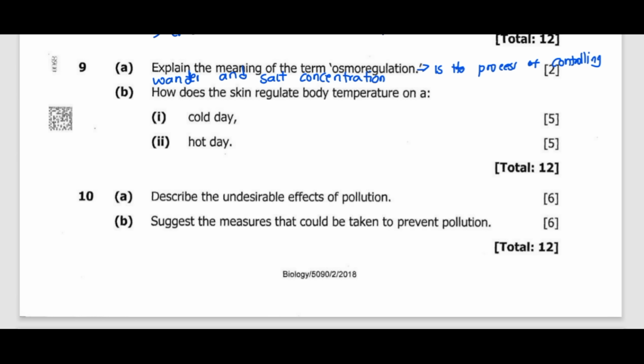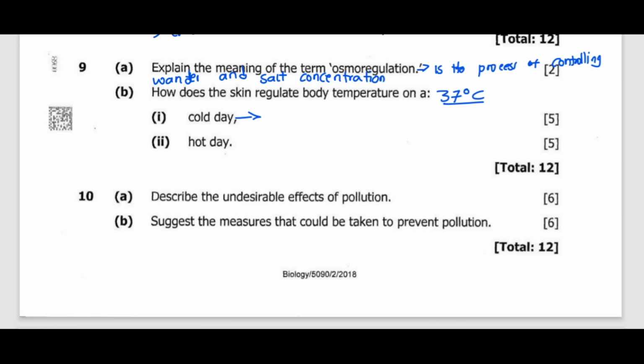Now, let's look at question B. How does the skin regulate the body temperature on a cold day? So first, we need to look at what is the normal body temperature. So the normal body temperature is around 37 degrees Celsius. So if it is cold, the body must make some changes to make sure that the body temperature remains at 37 degrees Celsius. So now, what are these changes?